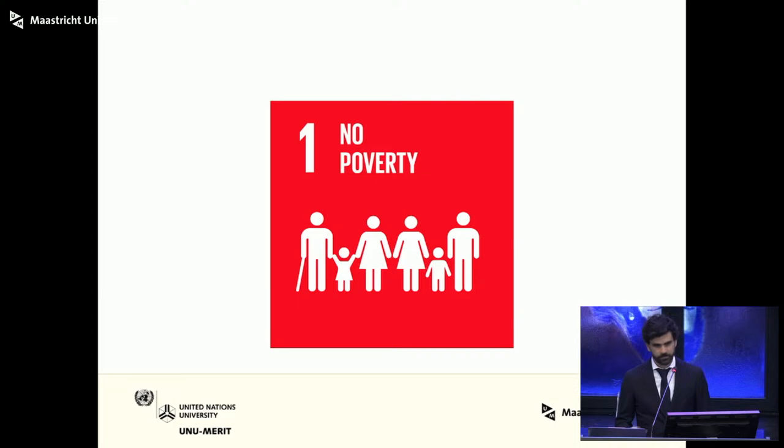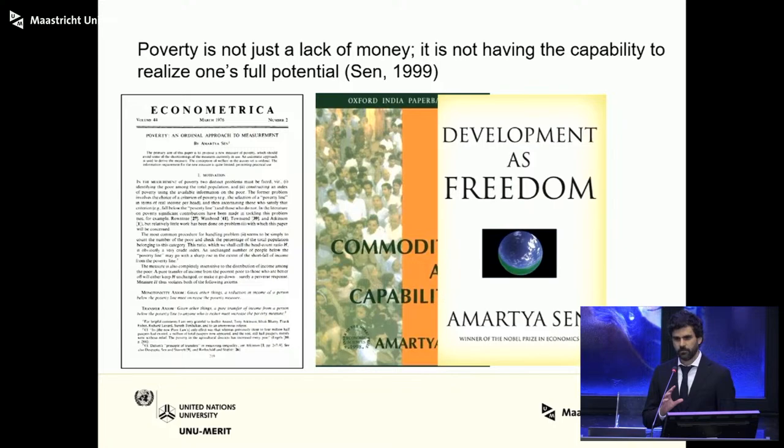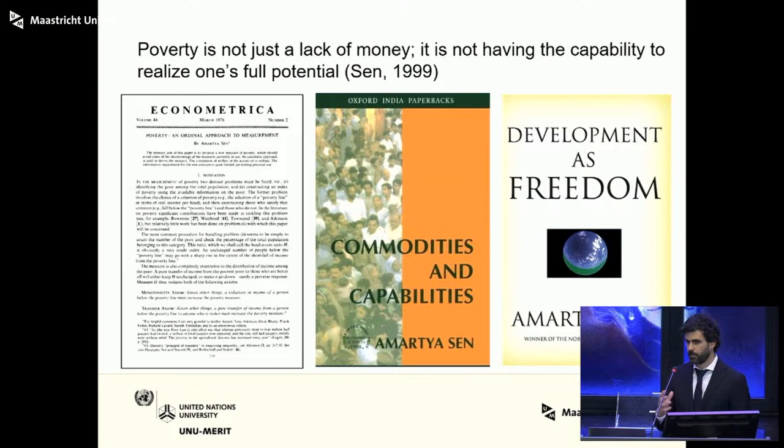Enter the capability approach. This is a philosophical theory that is challenging this perception that poverty can be measured only by resource-based data, like income and consumption. It argues that poverty is not just the lack of money, but is not having the capability to realize one's own potential as a human being. That means, basically, not being able to live a life that you value, a life worth living. So it considers money as an important resource, certainly, but not the only one.